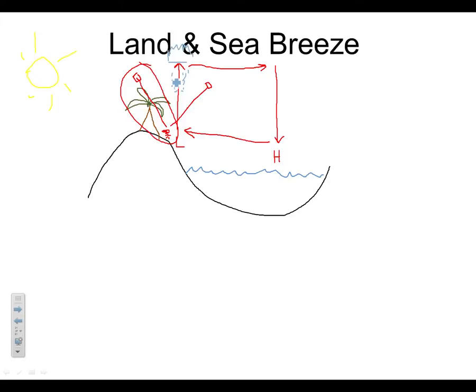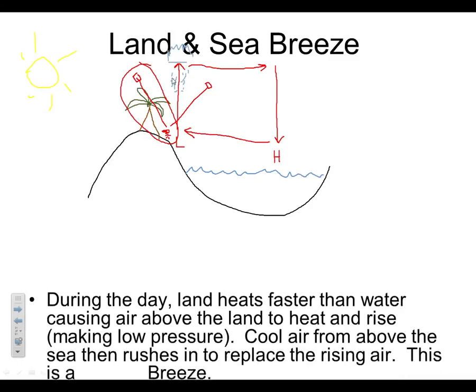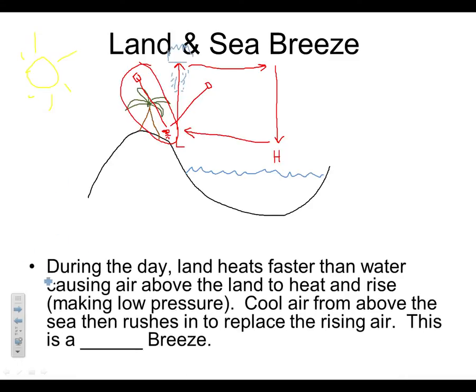Okay, so what do you want to write down for your blank for sea breeze? Now, here I kind of started it for you. I said during the day, land heats faster than water, causing air above the land to heat and rise, making low pressure. Cool air from above the sea then rushes in to replace the rising air. This is a sea breeze. Okay, so go ahead and pause the video maybe to finish writing that down.